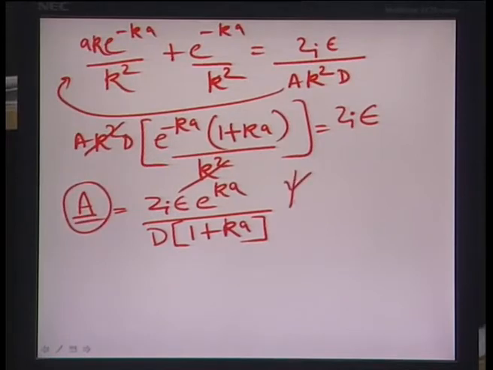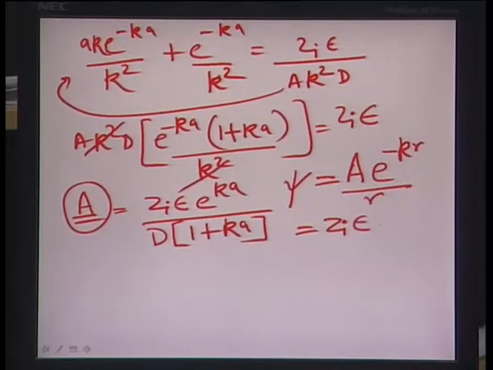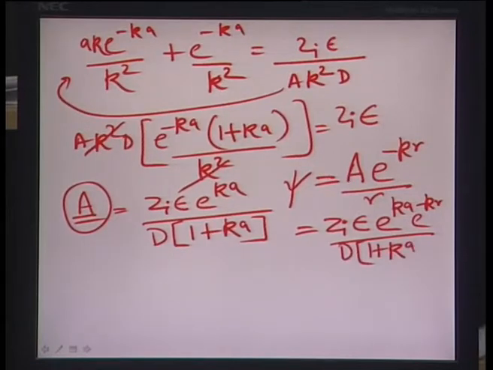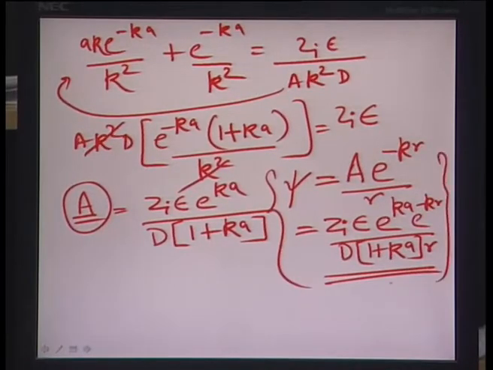Simultaneously, if you look at what phi is, phi was represented as a e to the power of minus k r by r, okay. So, substituting the value here, we are left with Zi epsilon e to the power of k a e to the power of minus k r divided by d 1 plus k a times of r, okay. So, that is what the potential function phi at that particular point is.